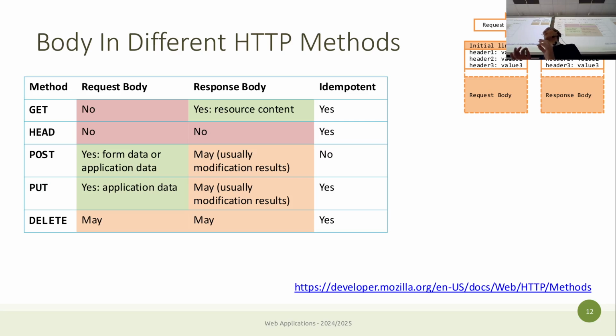Idempotent means I send the same request again and the status of the server will be the same. Okay? Of course, the GET is idempotent by definition. It's just reading stuff. We are not modifying anything. So, of course, the status of the server doesn't change because of our request.